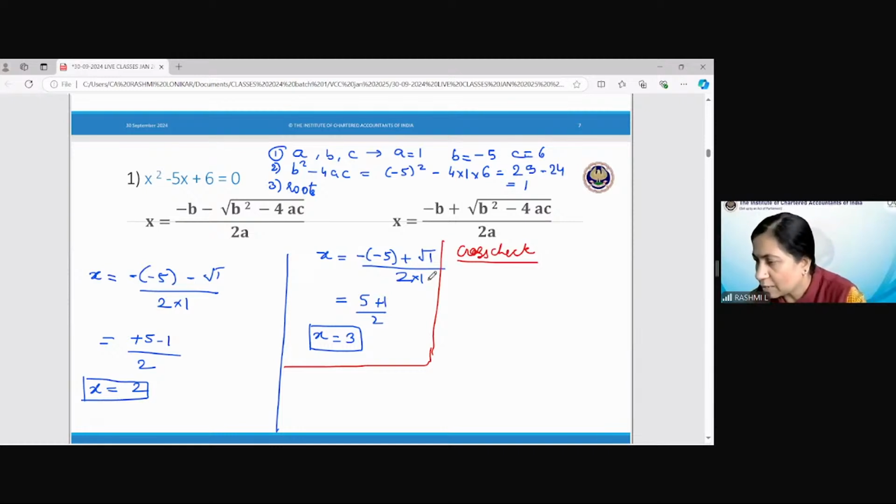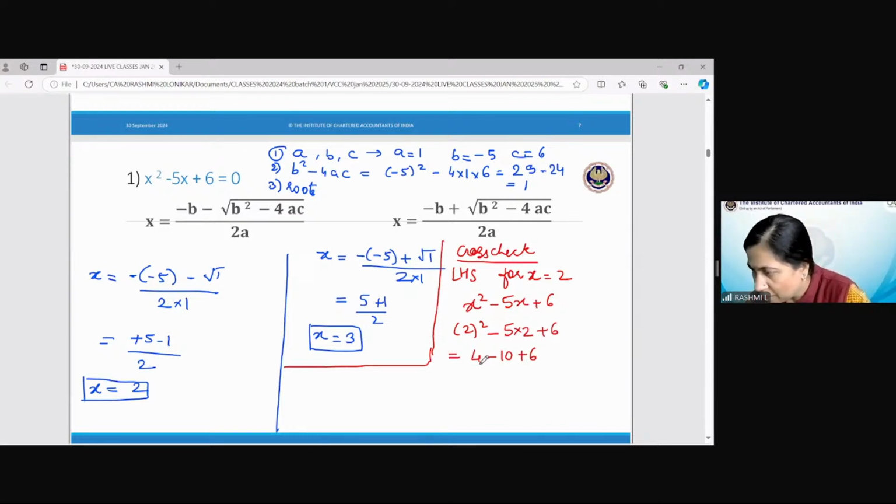So let us see the LHS for x is equal to 2. Now, what is my equation? x square minus 5x plus 6. So x will be 2 square minus 5 into 2 plus 6, which is equal to 4 minus 10 plus 6. 4 minus 10 is minus 6. Minus 6 plus 6 is equal to 0, which is equal to RHS.